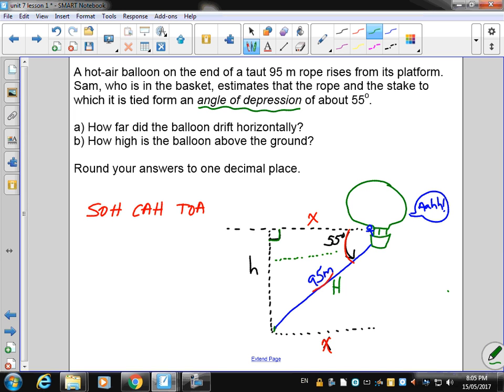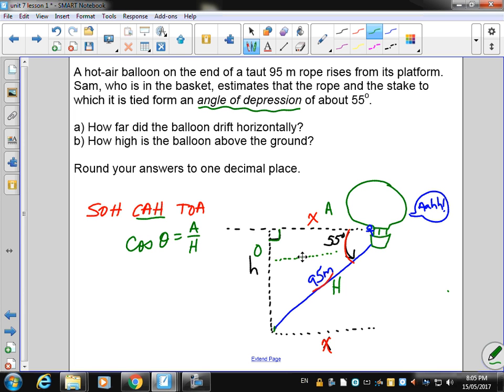Opposite side, adjacent side, is the one just above the 55 degrees. So I want adjacent. I have hypotenuse. At this moment, I don't care about opposite. So adjacent and hypotenuse sides, I would need to use the cosine ratio. So I always set it up the same. Cos of the angle equals adjacent over hypotenuse.